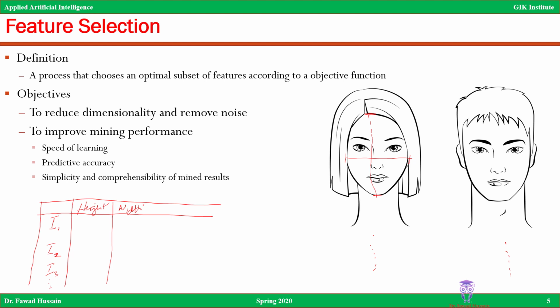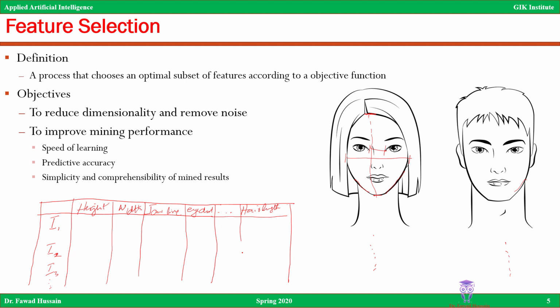And then maybe this curve, if you see this curve is very different from this curve. So maybe the jawline could be another feature. Maybe the distance between the eyes, so eye distance, this could be another feature, and so on. And I can have something like hair length, that could be another feature, and so on. So this denotes that there could be other features.